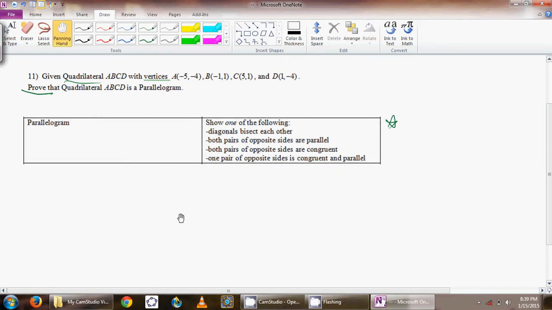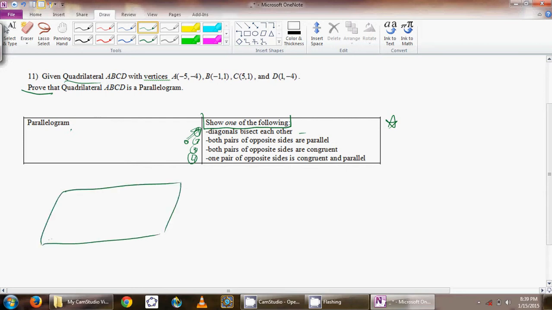What we can do is, here are all the ways that we can prove that a quadrilateral is a parallelogram. We have to show just one of these four things here. Show that diagonals bisect each other. Let's sketch out our shape. So I have to show that the diagonals bisect each other. I could do that method.